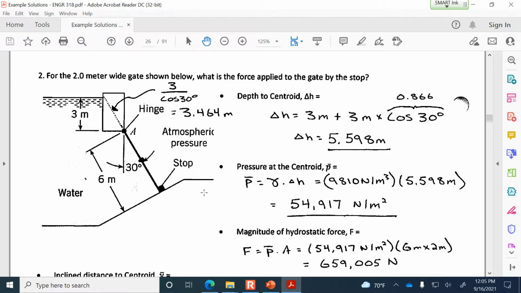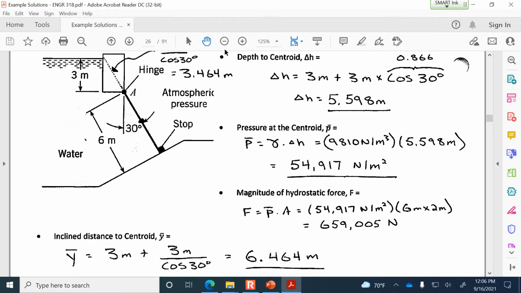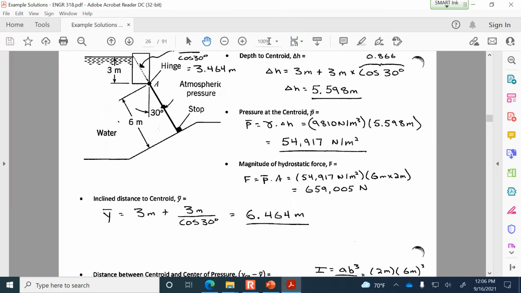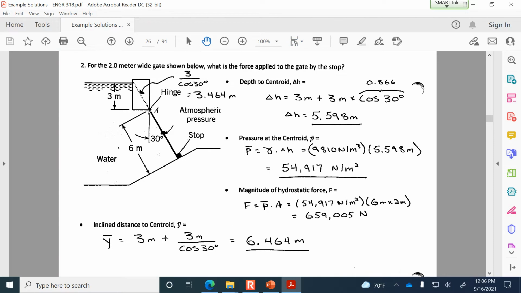Magnitude of the force is where we multiply the pressure at the centroid by the area of the gate, and it's a 2 by 6 meter gate, rectangular in shape. The inclined distance to the centroid, so 3 meters from A to the edge plus more than 3 meters, because if the vertical component of this distance was 3, then the hypotenuse will have to be larger than that. So you can see here I'm saying it's 3 divided by the cosine of 30 to find that distance. So 6.464 meters.